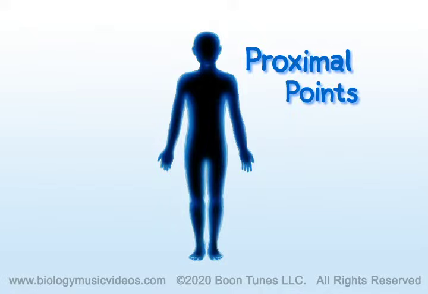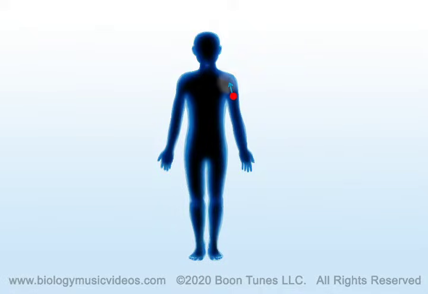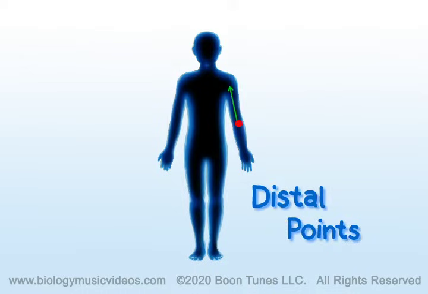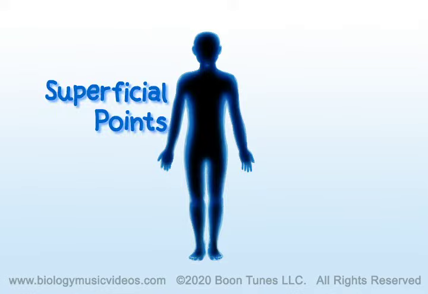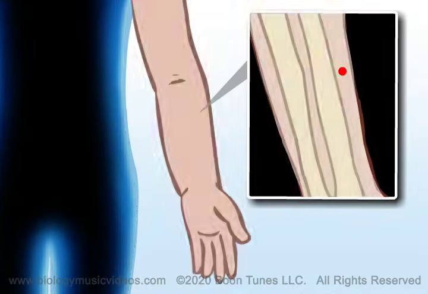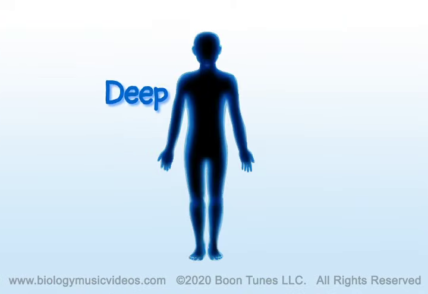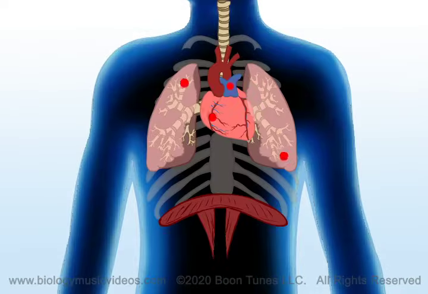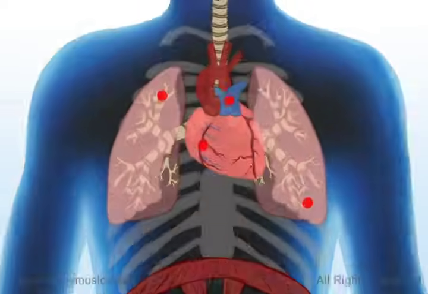Proximal points are the points we locate close to where they originate. They're near the torso, and by the way, distal points are further away. Superficial points are the points we see close to the surface more externally. Deep points go inward, they're visualized away from the surface, deeper inside.